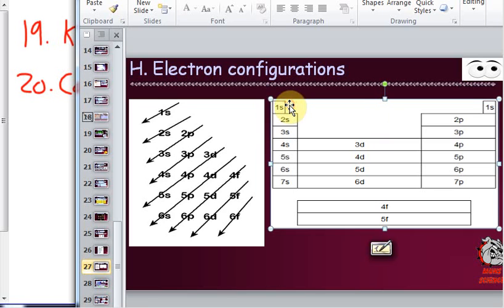So you can see up here at the top, we started with 1s, and then we went down to 2s, then we went to 2p, then we went to 3s, then we went to 3p. We just filled 4s, and now when we get to scandium, we're filling up 3d. That's our next thing we fill.